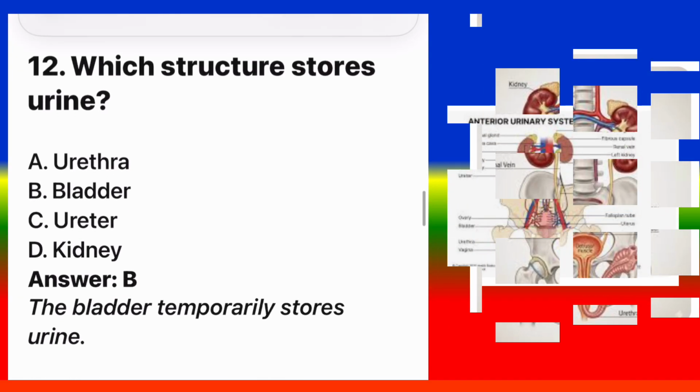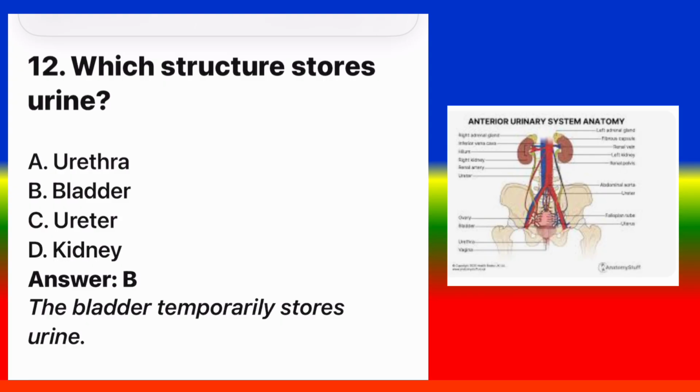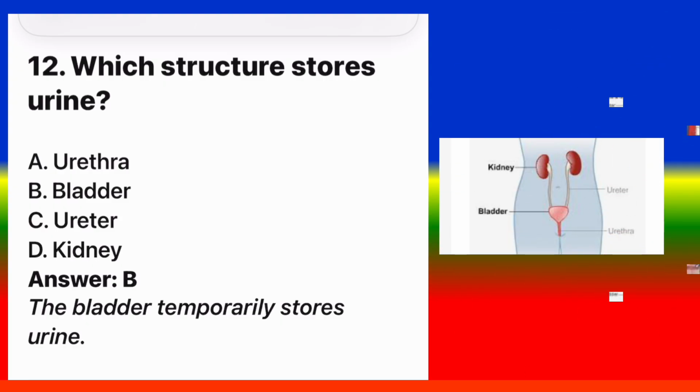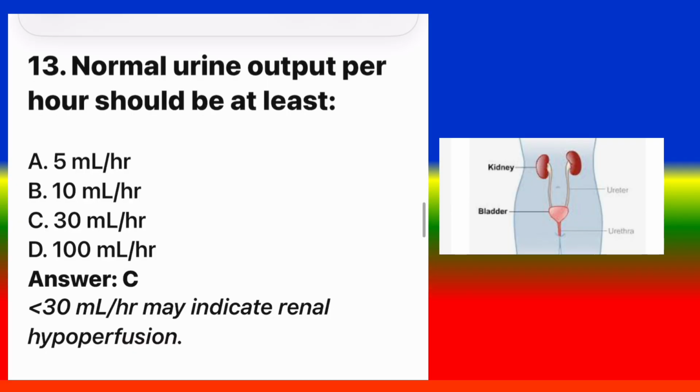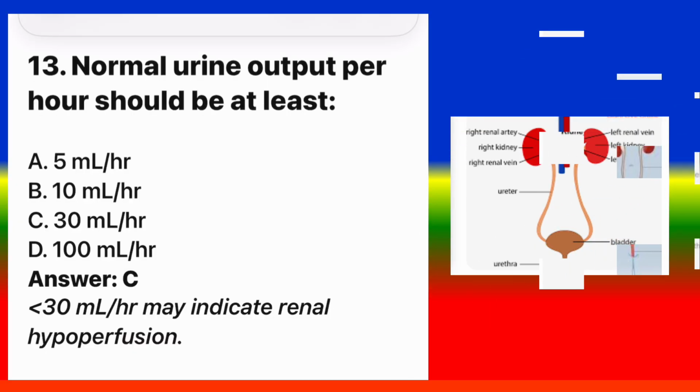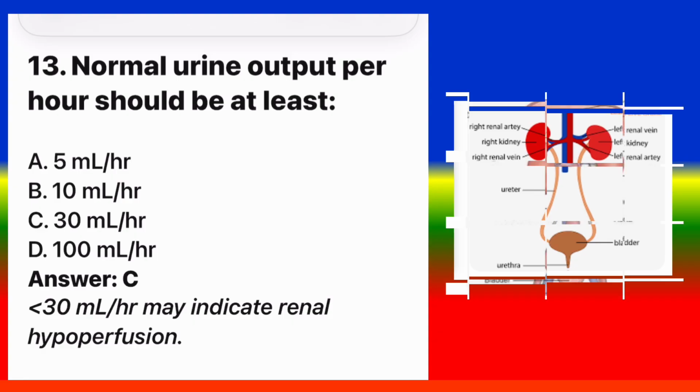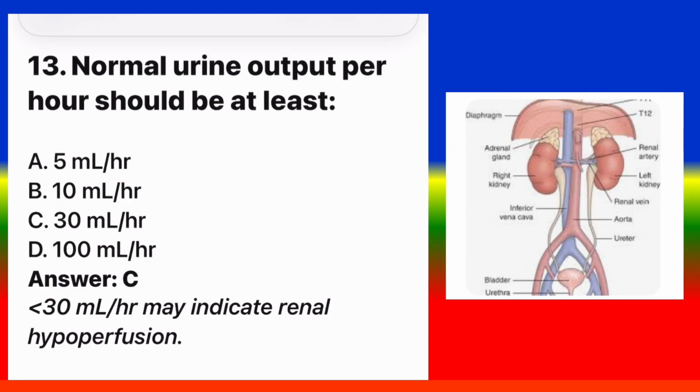12. Which structure stores urine? A. Urethra. B. Bladder. C. Ureter. D. Kidney. Answer B. The bladder temporarily stores urine. 13. Normal urine output per hour should be at least A. 5 milliliters per hour. B. 10 milliliters per hour. C. 30 milliliters per hour. D. 100 milliliters per hour. Answer C. Less than 30 ml may indicate renal hypoperfusion.